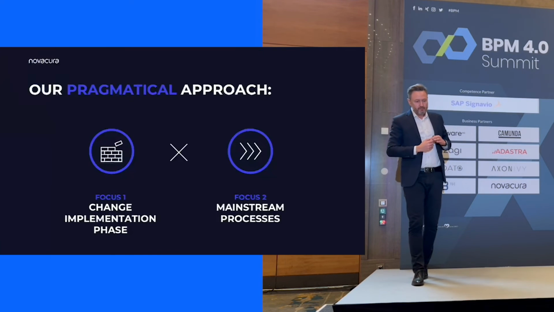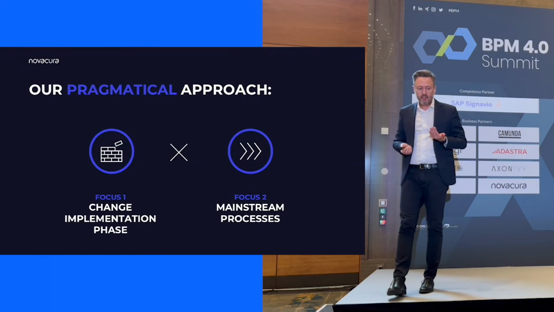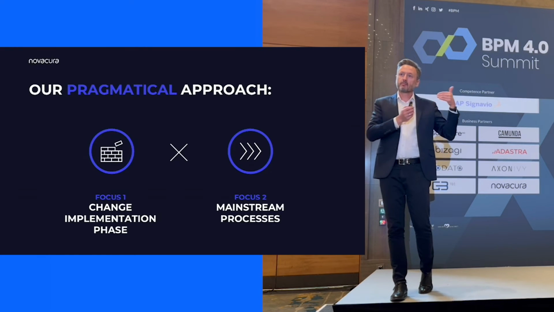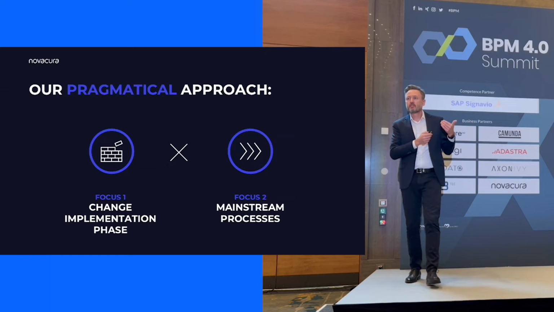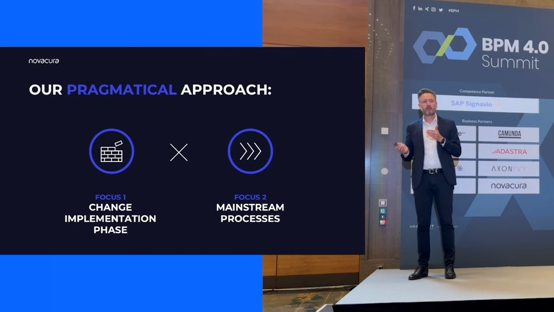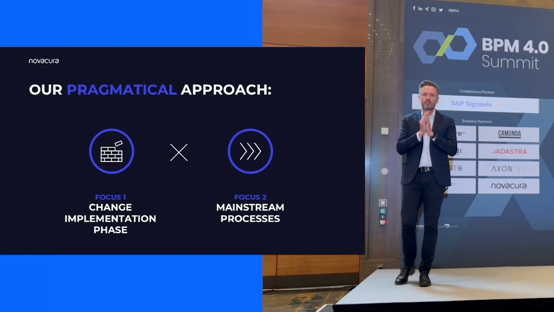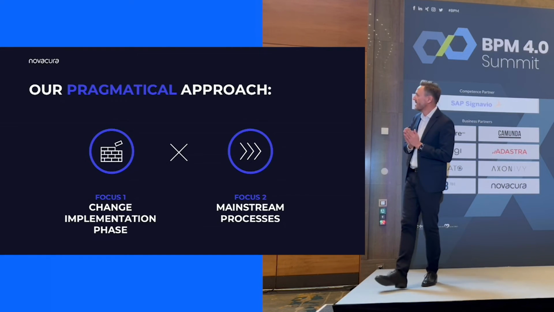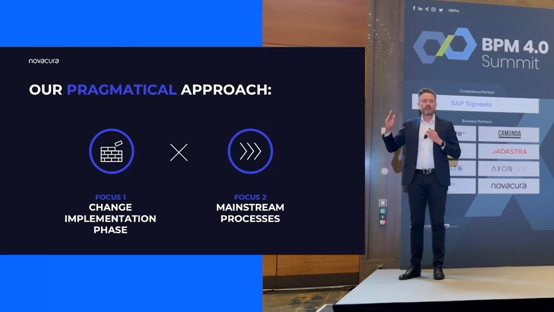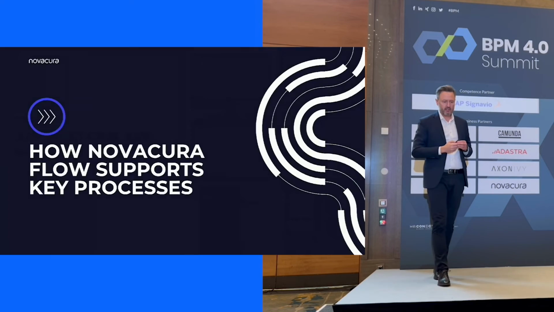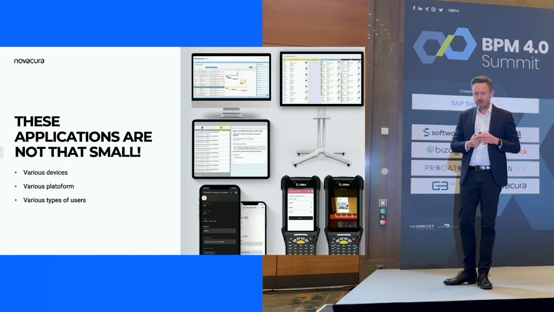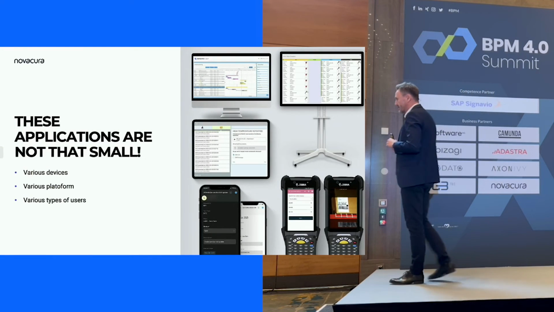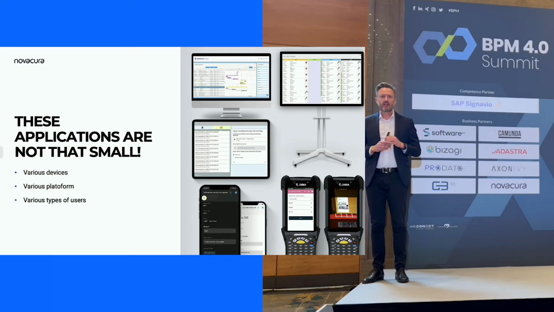So that's the core explanation, but I earlier promised you that we have our two niches. So second niche is specific mainstream processes. I promised you this part will be way faster, way simpler to explain. Just a few examples on how we support the mainstream processes in customers' organizations. So, firstly, these tiny little applications are not that tiny and not that little.